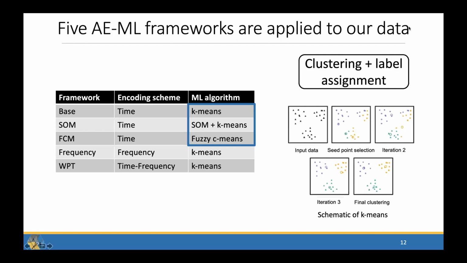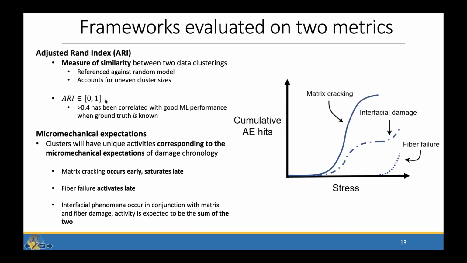But to start to get an understanding of what was happening in the field, we took all these frameworks and applied them to the same data set. We looked at 2 different things. We looked at the adjusted RAND index, which is a similarity metric between 2 data clusterings. I cluster the data using this, and I cluster the data using this, and how similar are they? It goes from 0 to 1. 1 is perfect, but over 0.4 in prior machine learning studies has been shown to correlate with pretty good performance when the ground truth is known. So the higher, the more accurate the performance, the better the clustering.